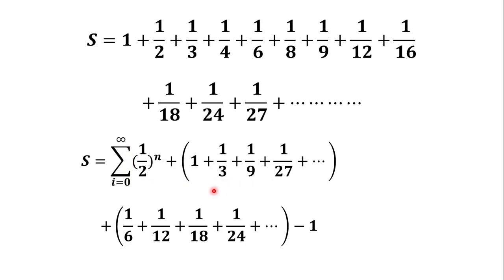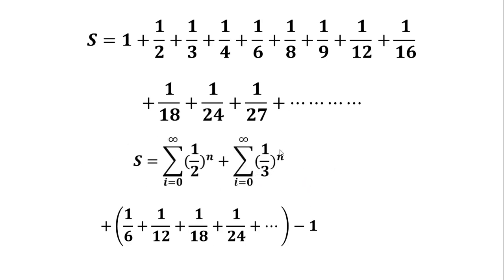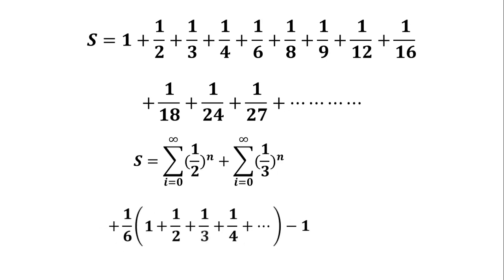Also, the second parenthesis is a geometric sequence, and the first term is 1 and the common ratio is 1/3. So we can write this parenthesis as the sum of 1 over 3 to the power n, where n goes from 0 to infinity. In this parenthesis, we can factor out 1/6, and we get 1/6 times 1 plus 1/2, 1/3, 1/4, and so on, and this parenthesis is equal to S.